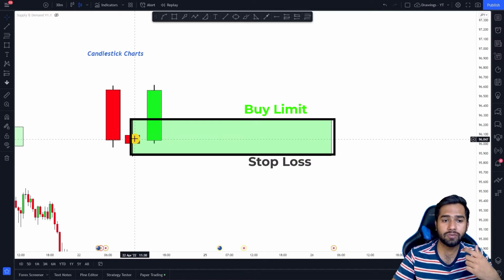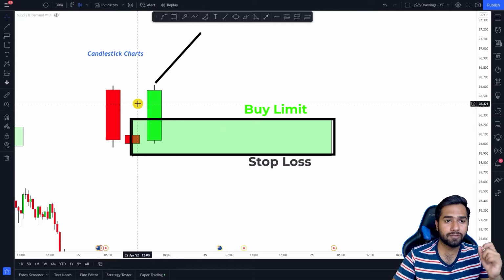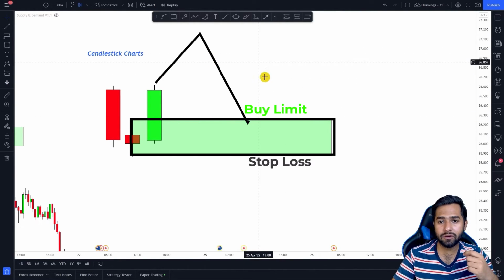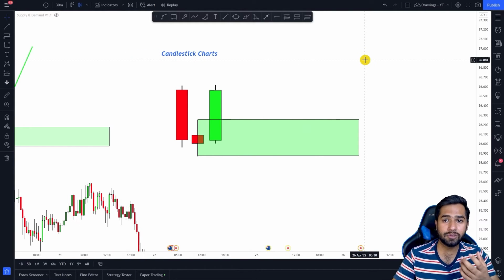In this case, the market will move in the bullish direction after the formation of this drop-based rally demand zone, and then the market will come back in order to pick the pending orders and again move in the bullish direction. So this is how we'll be trading the demand zone.